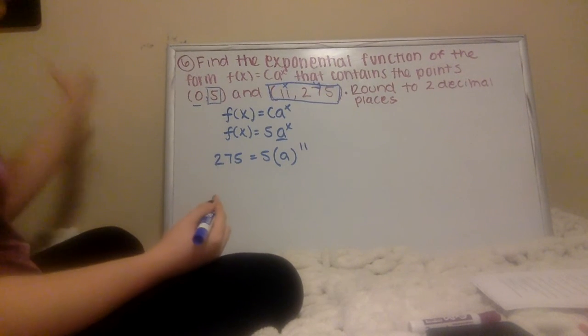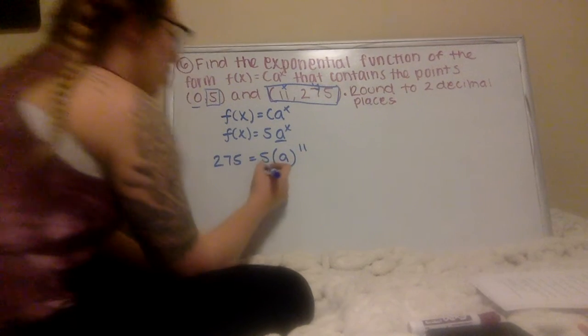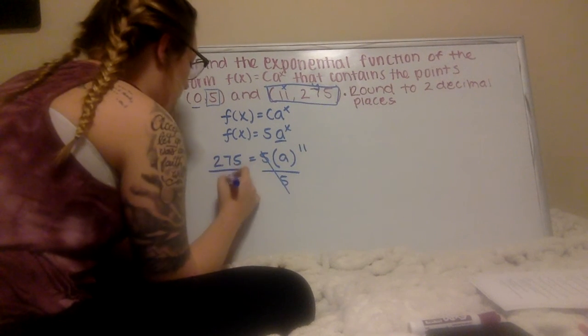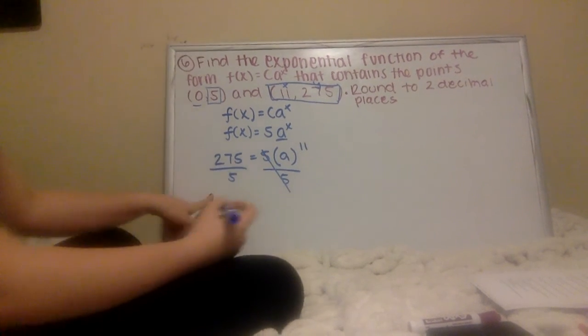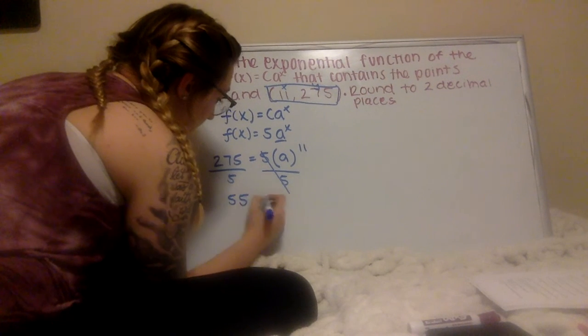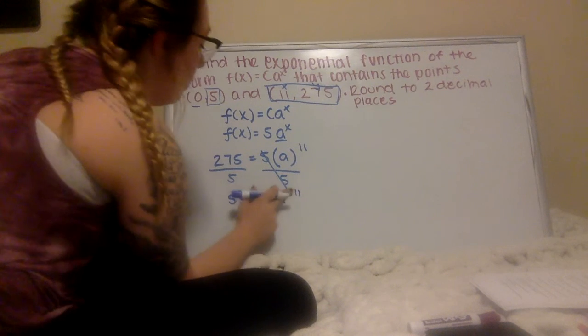Alright, so first things first, we've got to divide by this 5 so we can get a by itself. So we divide by 5 on both sides. And 275 divided by 5 gives us 55, equals, and then we're left with our a to the 11th.